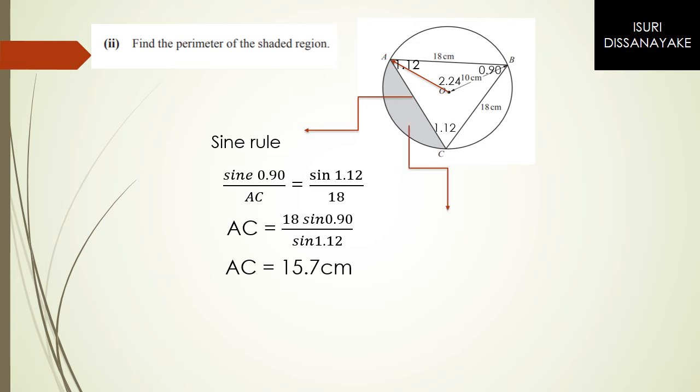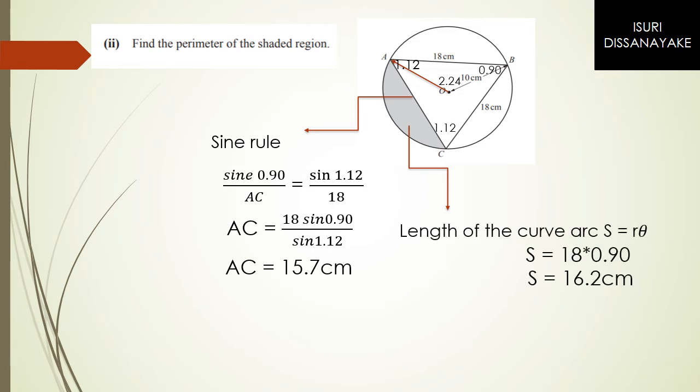Next, I am going to find the length of the curve arc. How do I find the length of the curve arc? S equals r theta. Now in this case, I have to consider the sector B to A to C. So this is the sector and I am finding the length from A to C, considering B as the center. So the radius r is 18, the angle is 0.90. S equals r theta gives you 16.2 centimeters.